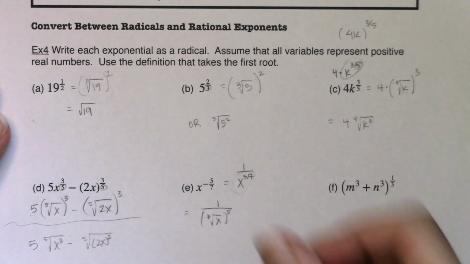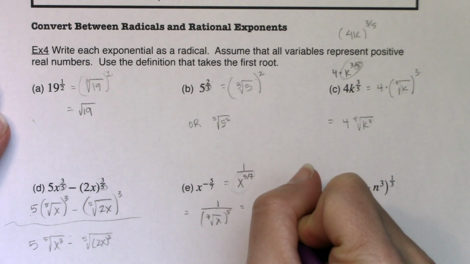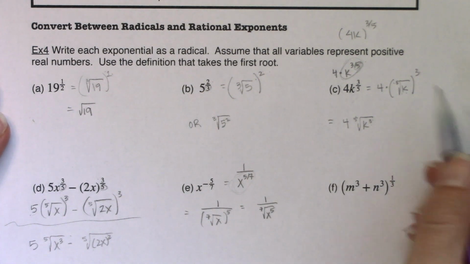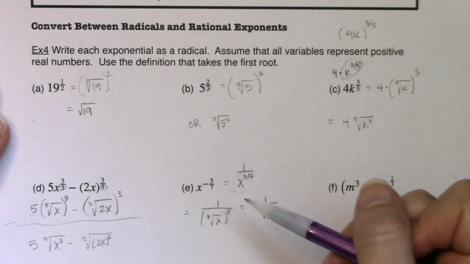Okay. Now, if you wanted to, it's up to you. You could have done 1 over the 7th root of x to the 5th. So you can either put that exponent or that power inside the radicand or outside. I tend to do it this way.